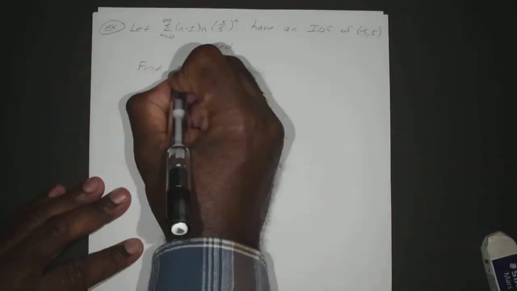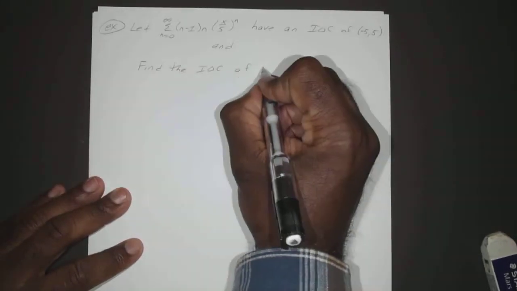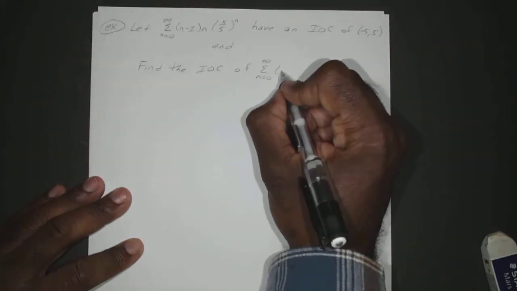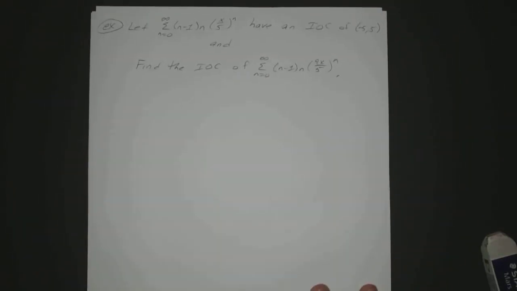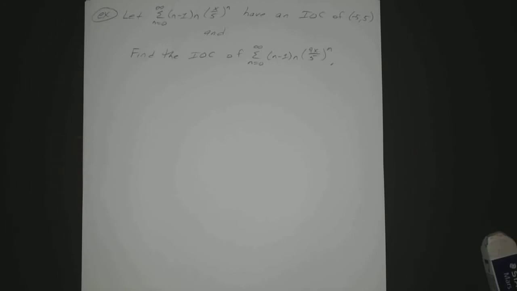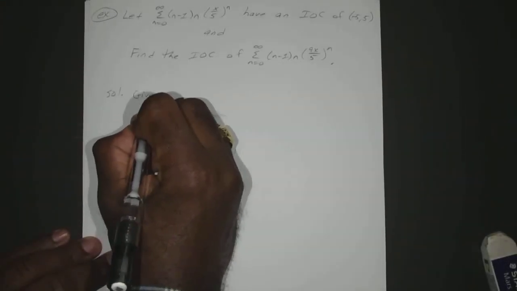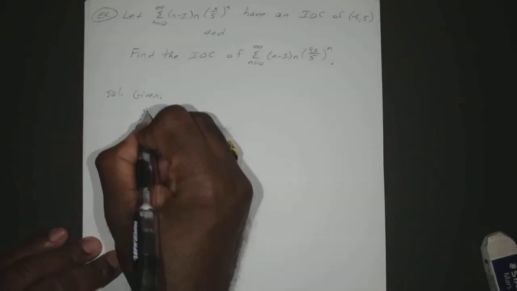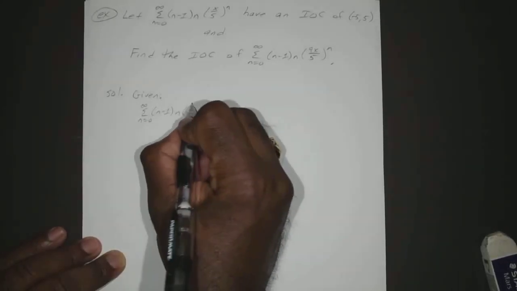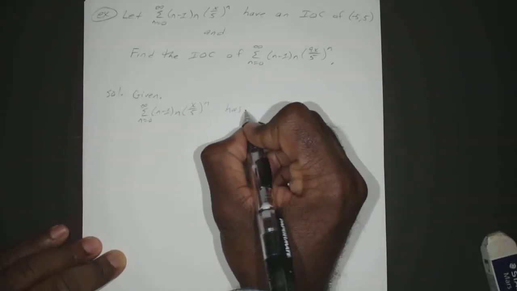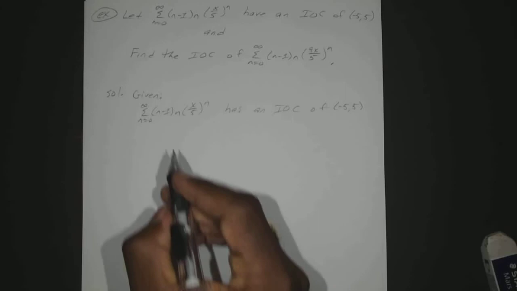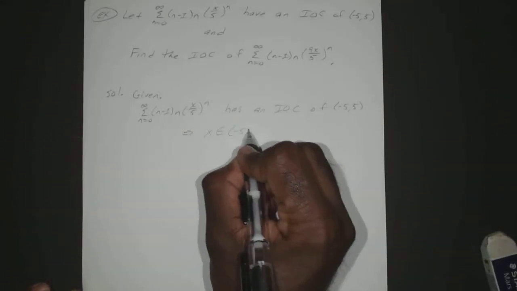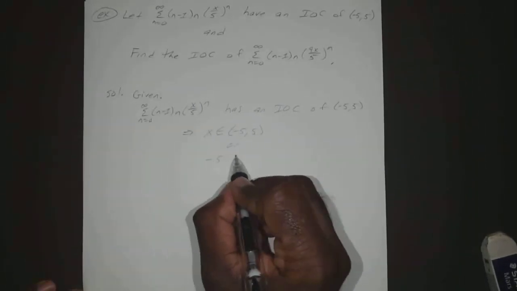Okay, so let's say we want to find the interval of convergence of the sum from n equals 0 to infinity of n minus 1 times n times 9x over 5 to the nth power. Basically, it was given that the sum of n minus 1 times n times x over 5 to the nth power has an interval of convergence of -5 to 5. So really all this means is that x is an element of -5 to 5, or you can just say x is between -5 and 5.